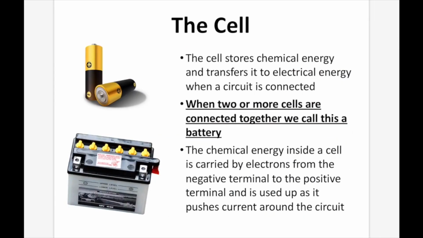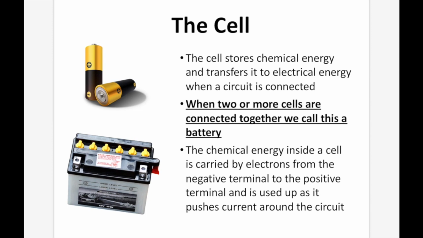The cell. Now we talked about the cell. 2 or more cells is going to equal a battery. The cell stores chemical energy and transfers it to electrical energy when a circuit is connected. When 2 or more cells are connected, as we just said, we call it a battery. The chemical energy inside the cell is carried by electrons from the negative terminal to the positive terminal, and it's used up as it pushes current around the circuit.